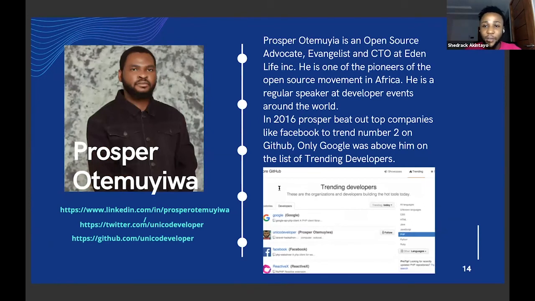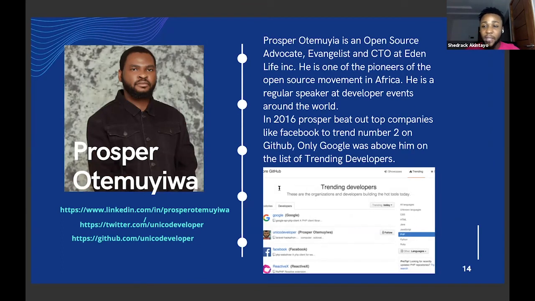So this is Prosper Otemuyiwa. He's an open source advocate and a well-known speaker around the world. He's been to various events across the world to talk about what we are doing here in Africa, and also in PHP and JavaScript. He's an evangelist and is currently the CTO of Eden Life Inc. He is one of the pioneers of the open source movement in Africa. Prosper fought the fight for people to get into open source here in Africa.